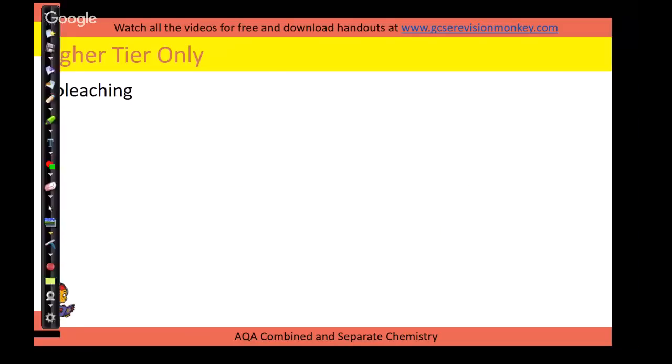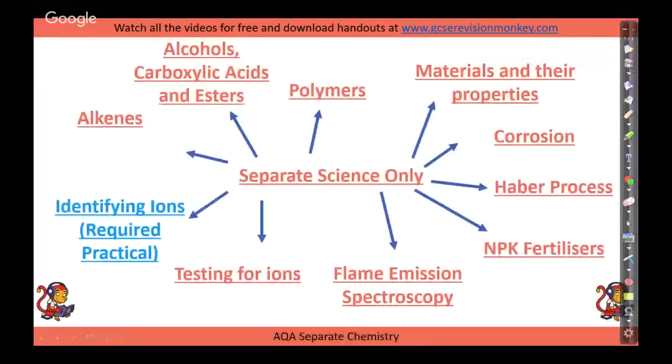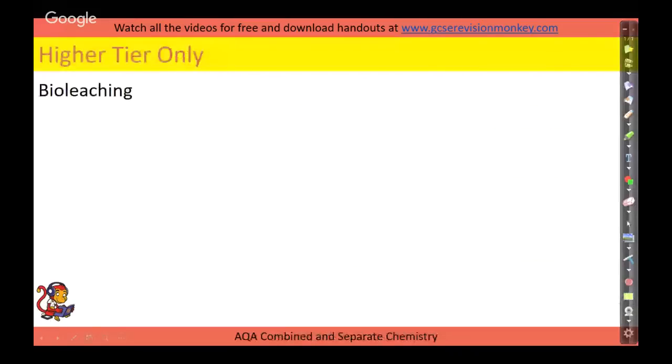So that is it for combined science. That's the higher only content for combined science that you need to know. The next bit that I'm going to do is for separate scientists.